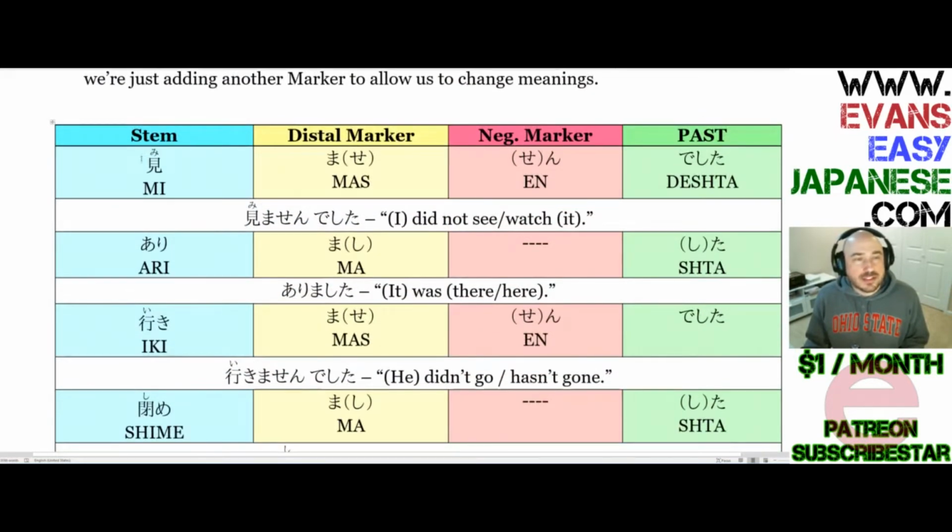All right, so for example, if we have the verb mimas, to watch or to look or to see something, the stem, remember, that's the drop the mas part of the distal verb, would be mi. And because we're trying to be distal, we're going to say mas. And because it's negative, we're going to add the n sound, masen, so mi masen. And then because it's past tense, it's going to be mi masen deshta.